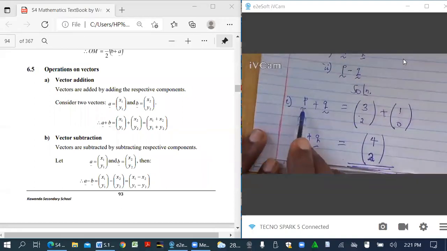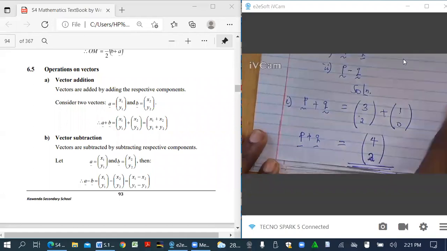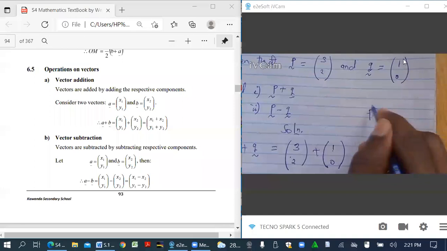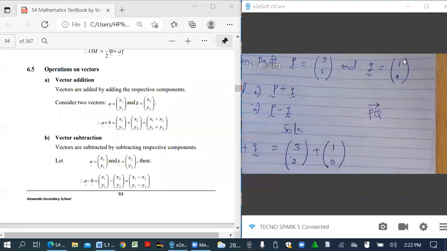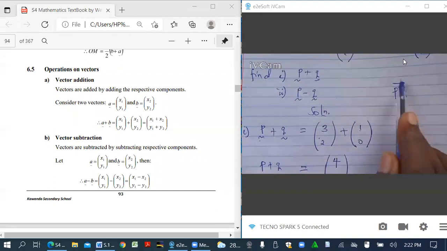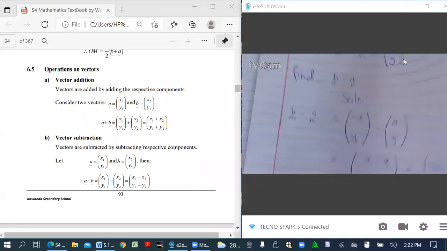We use nabla when we are using a single letter. But when we are combining letters, like if I have PQ, we use the arrow on top. Are you together? For single letters, we use nabla. For combined letters, we use an arrow. Okay? Go to Roman 2.